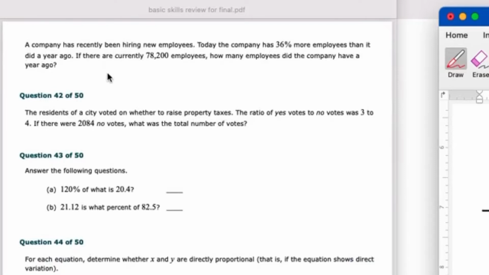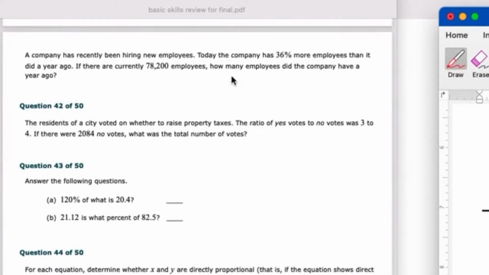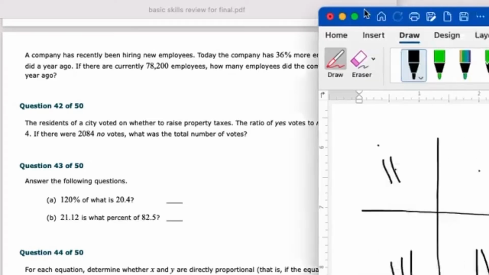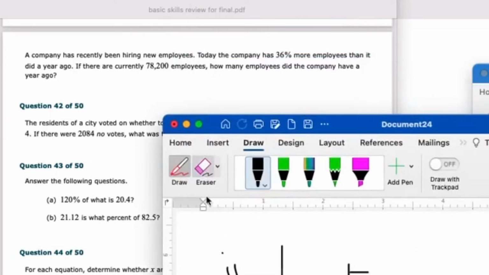A company has recently been hiring new employees. Today, the company has 36% more employees than it did a year ago. If there are currently 78,200 employees, how many employees did the company have a year ago? Okay, so what are we going to do?